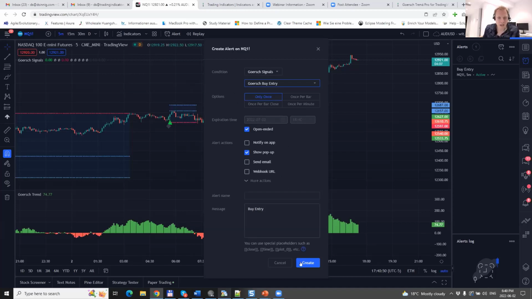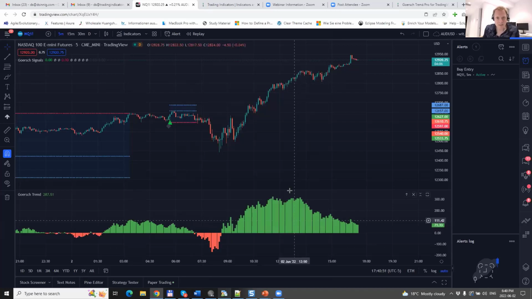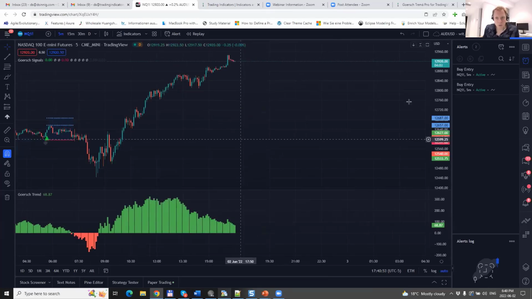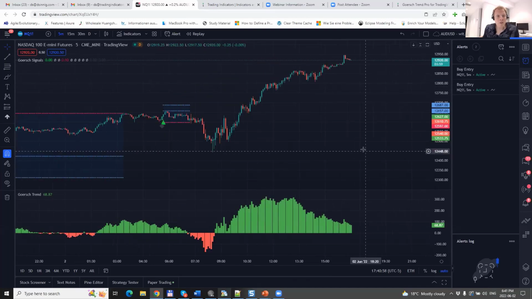And then you can click create. And once it's created, it will show up on the right-hand side here, as you can see. And from this point on, you can actually close your browser, you can close your TradingView, and you will still receive the alert, which is amazing. This is an amazing feature of TradingView.